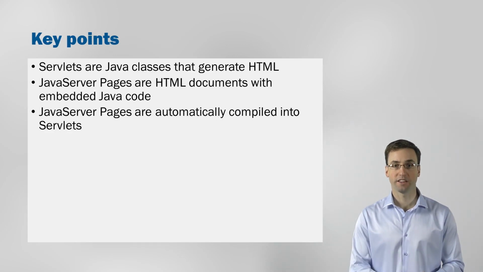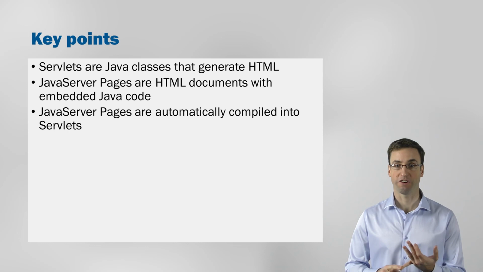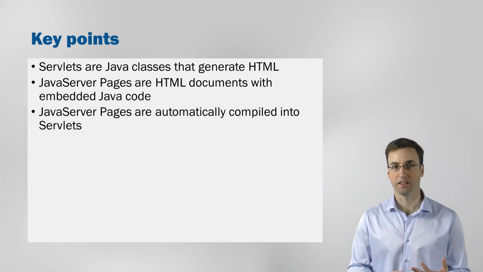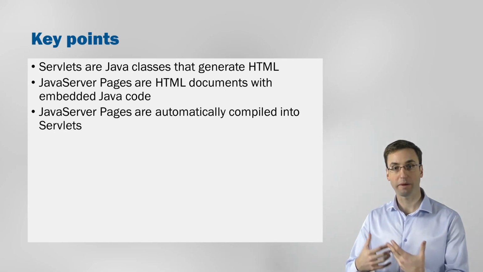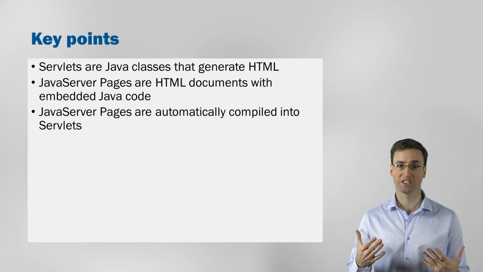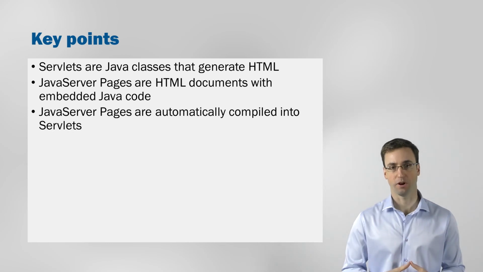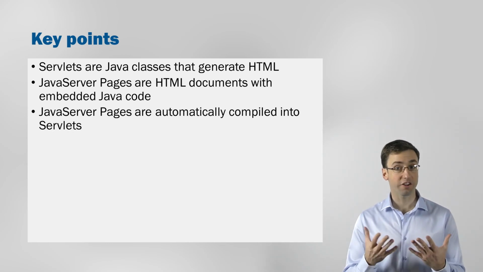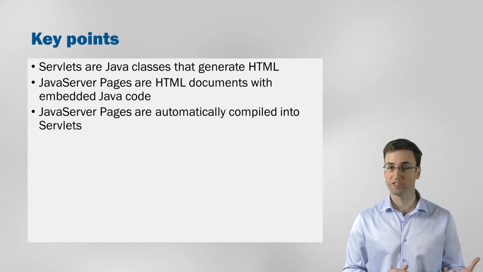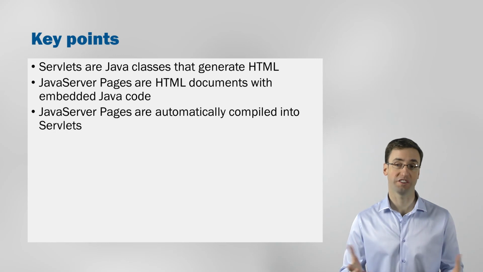In summary, servlets are Java classes that generate HTML. JavaServer pages are written as HTML that includes Java, but is automatically compiled down into a servlet. They're a first step towards building large-scale websites, but they still have many problems. I'd like you to think about how you might attempt to solve some of these problems. Could you improve JSP, or would you use a different technology?